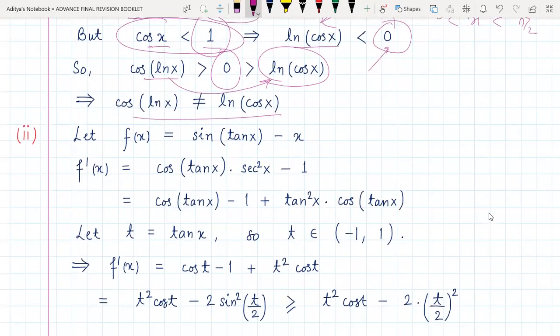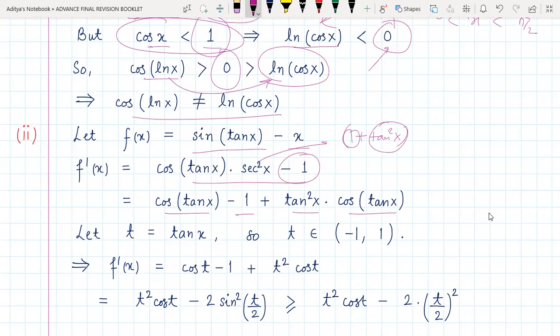Now the second part. If we take a look at it, f of x would be sine of tan x minus x. We can consider the derivative, and it comes out as secant square x, which we can write as 1 plus tan square x, and then we can open up the brackets. So cos tan x into 1 is cos tan x, then minus 1 is here, then tan square x into cos of tan x is here.